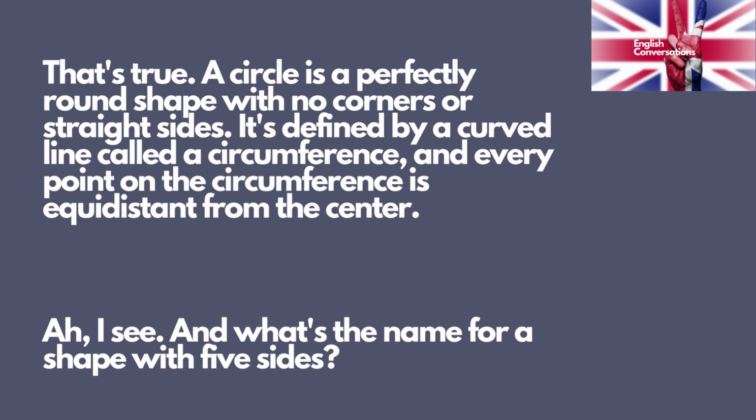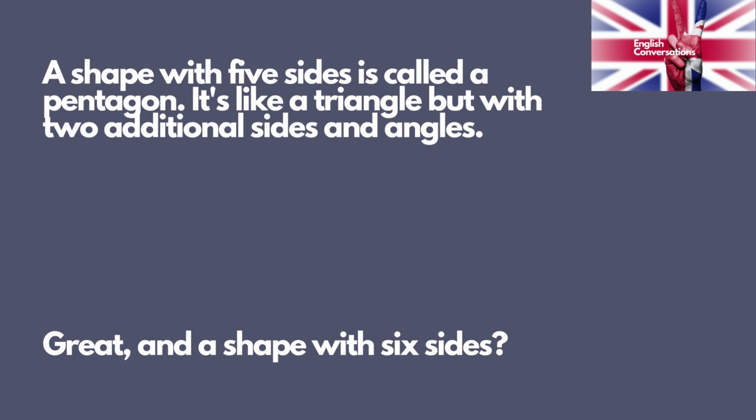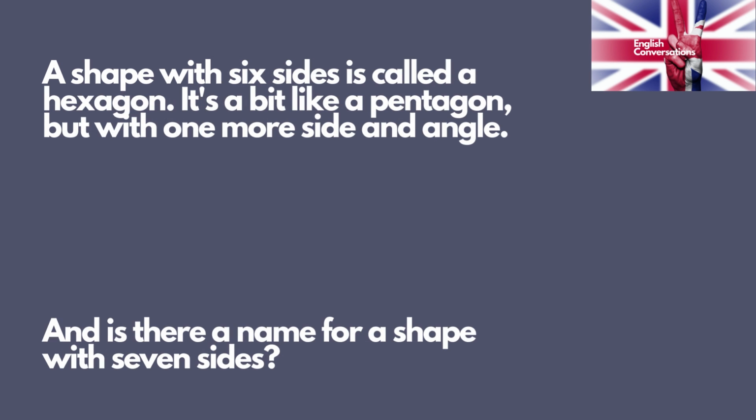And what's the name for a shape with 5 sides? A shape with 5 sides is called a pentagon. It's like a triangle but with 2 additional sides and angles. Great, and a shape with 6 sides? A shape with 6 sides is called a hexagon. It's a bit like a pentagon, but with one more side and angle.